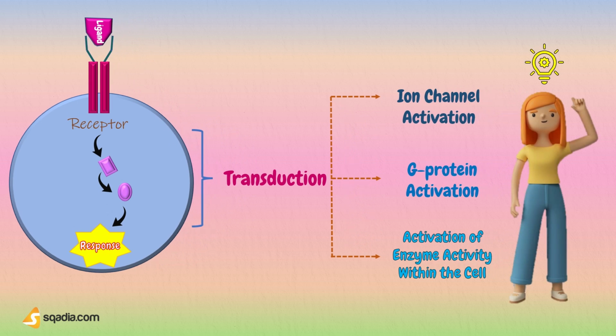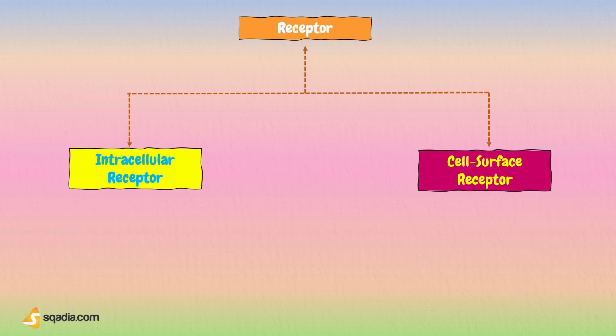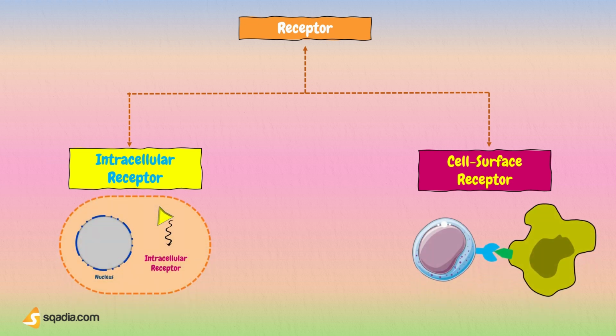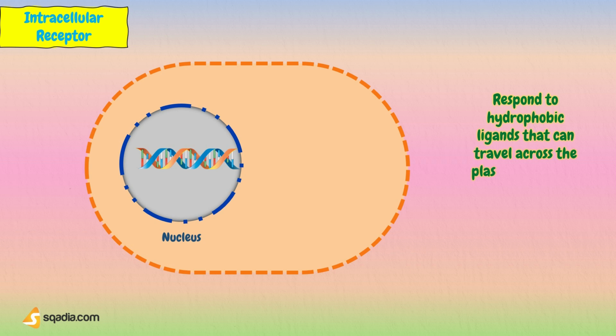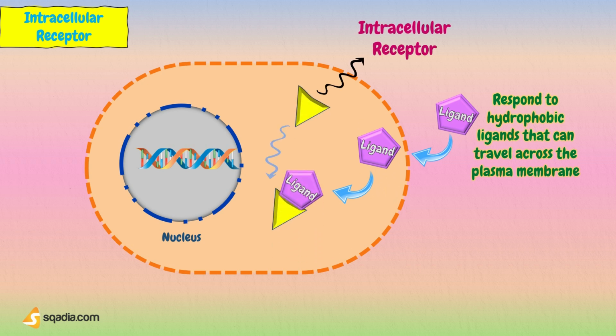There are many types of receptors in a single cell. We have already talked about the internal and external receptors briefly. Let's talk about them in some detail now. Starting with intracellular receptors. Intracellular receptors respond to small hydrophobic ligands that can travel across the plasma membrane. As you can see here, the ligand passes through the cell membrane and binds to the intracellular receptor. Once inside the cell, many of these molecules bind to proteins that act as regulators of mRNA synthesis, that is, transcription, to mediate gene expression.